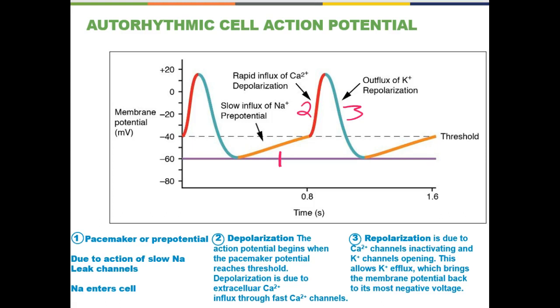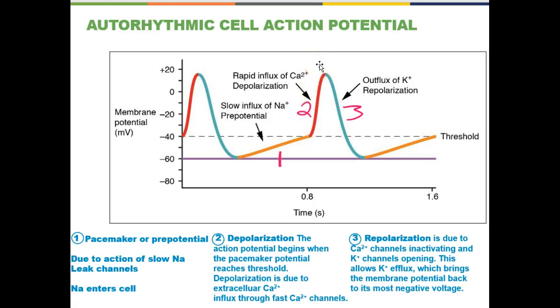So in time period 1, we call this the pacemaker potential or the pre-potential. What is happening here is that sodium is leaking in or entering the cell through the leak channels. That is causing this gradual depolarization, which is getting you closer to threshold. Then once you hit threshold, your fast-acting calcium channels are going to pop open.